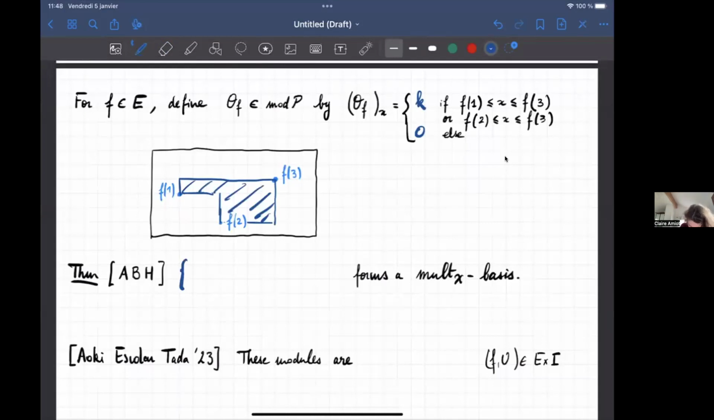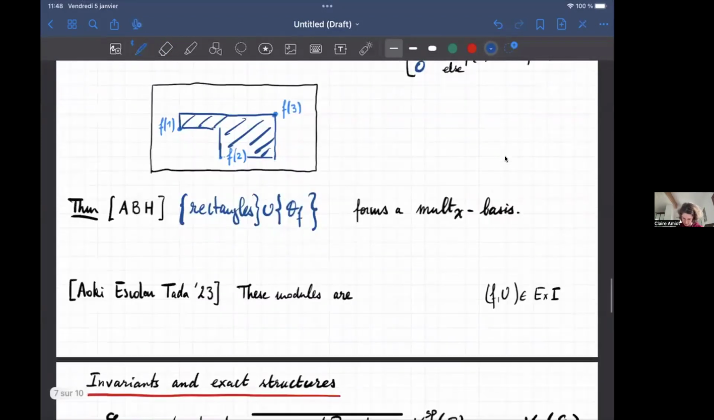And what we prove, together with Thomas and Eric, is that the rectangles plus this theta f form a multi-X basis.